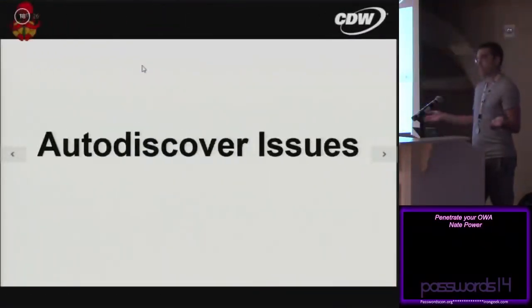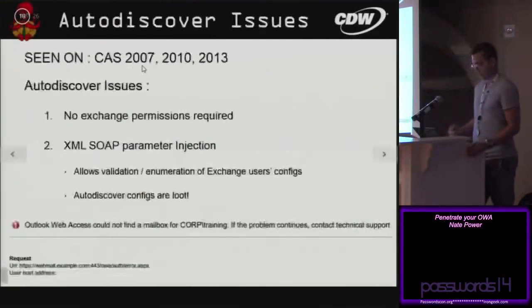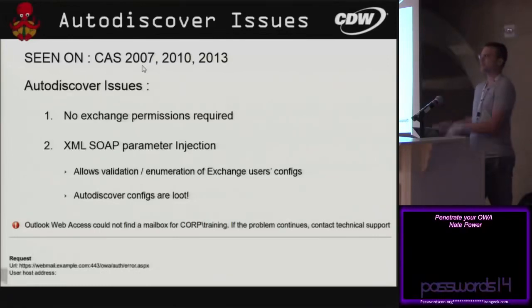Well, I found some pretty cool issues in the AutoDiscover service. I found you can actually authenticate to the service if you don't have any Exchange permissions. And I also found an XML SOAP parameter injection that allows me to inject an email address so I can pull AutoDiscover configs of other users in the Exchange environment. Looking through the config files, there's quite a bit of loot in there that we can actually use on a pen test. And we'll go ahead and step through that.